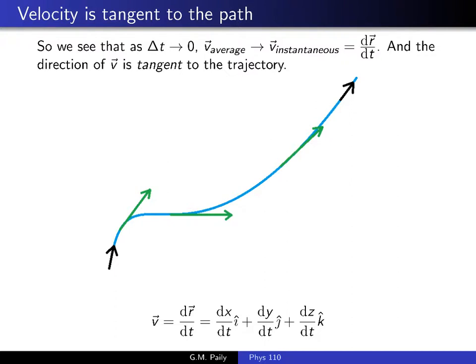And so, since the instantaneous velocity is given by the derivative of the position vector, we can write it as dx over dt i hat plus dy over dt j hat plus dz over dt k hat. In other words, it is simply the x component of the velocity times i hat plus the y component of the velocity times j hat plus the z component of the velocity times k hat. By taking these three components and using the unit vectors, we can put them together into a single velocity vector.